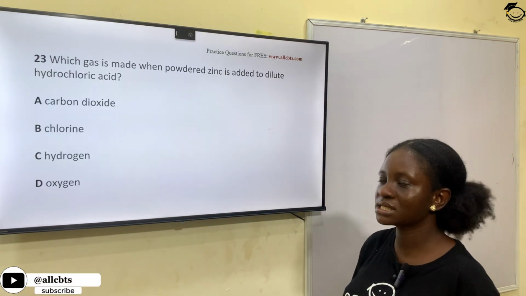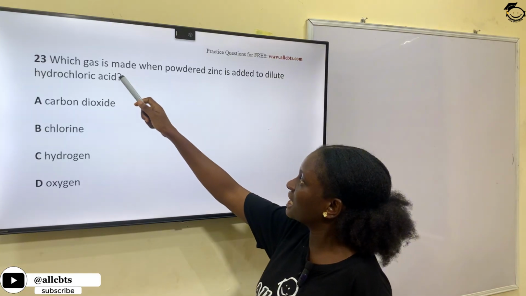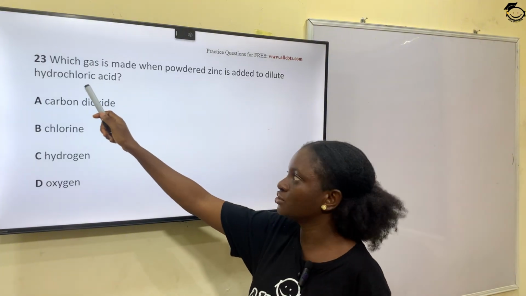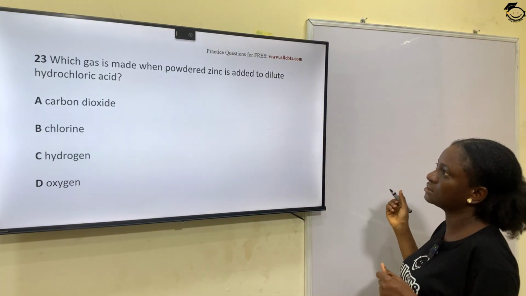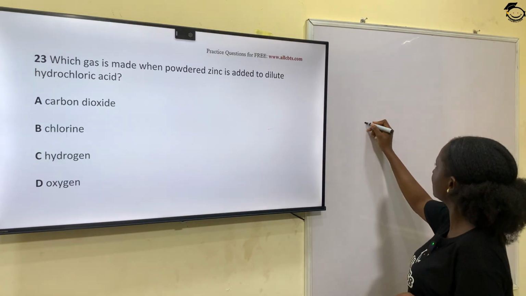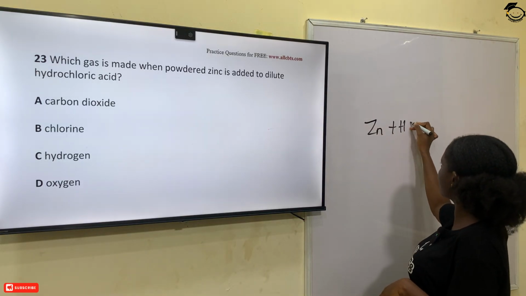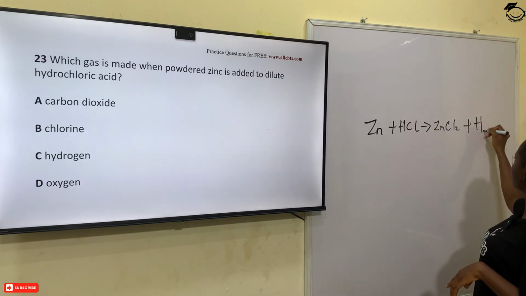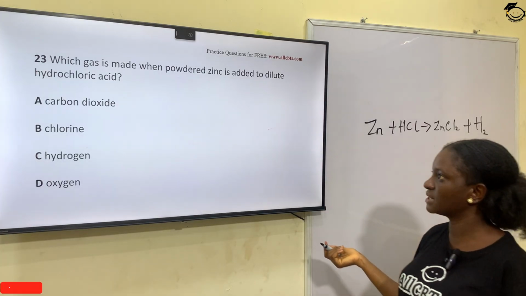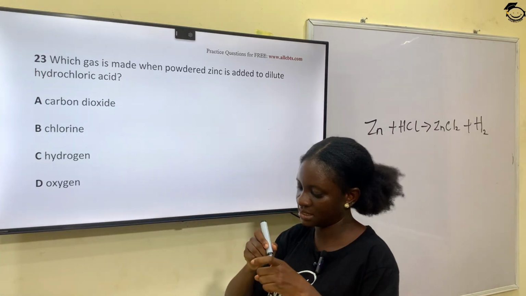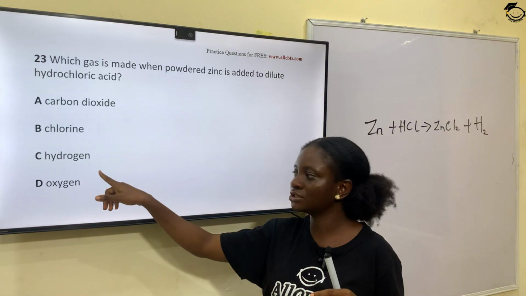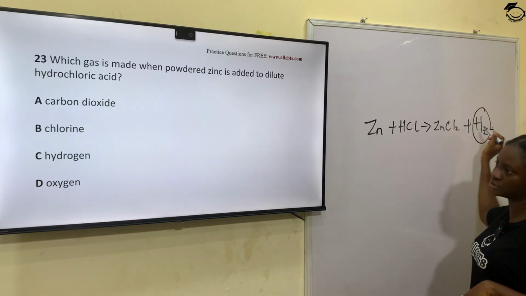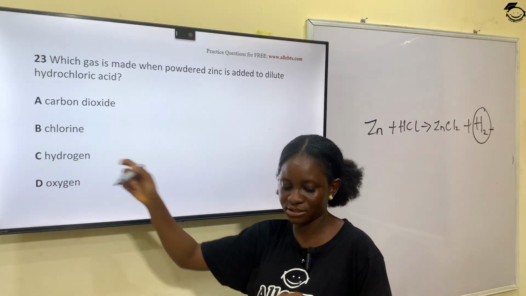So question 23. Which gas is made when zinc is added to hydrochloric acid? So let's look at it. When zinc is added to HCl, we have zinc chloride plus hydrogen. So which gas is made? We have A, carbon dioxide, B, chlorine, C, hydrogen, D, oxygen. So the gas that is made here is hydrogen. So the answer is C, hydrogen.